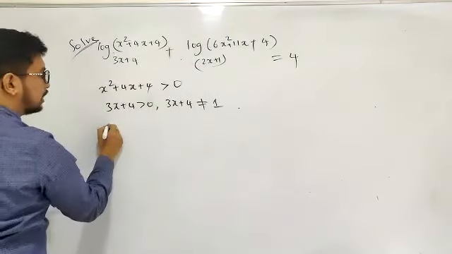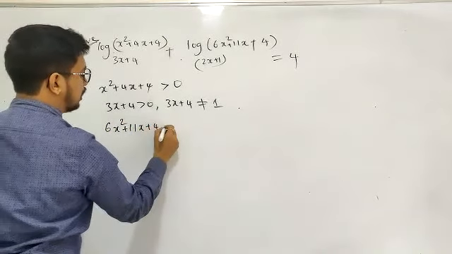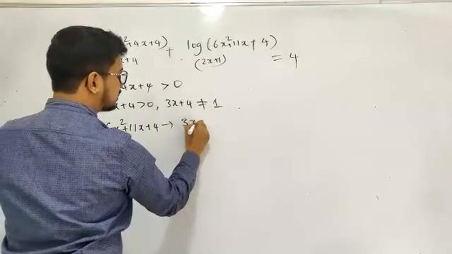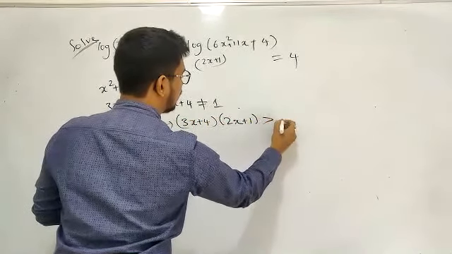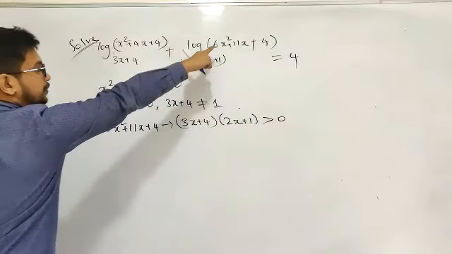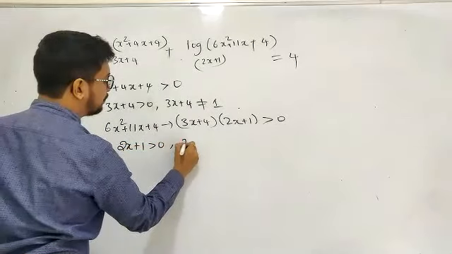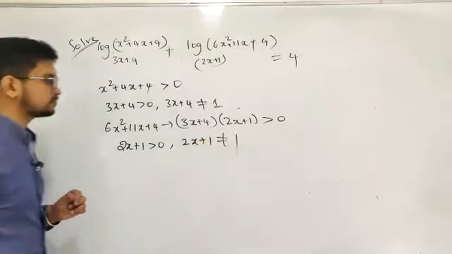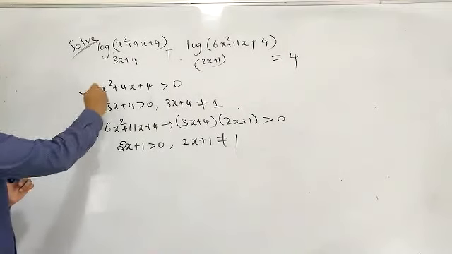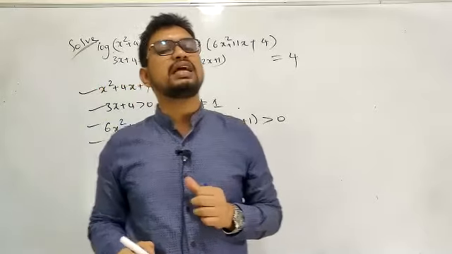And what about that part? It is 6x square plus 11x plus 4, which is nothing but (3x plus 4)(2x plus 1). This must be greater than 0, since the argument must be greater than 0. And the base must be greater than 0 and not equal to 1, so 2x plus 1 is not equal to 1. So solve these four conditions. If I solve all four, you will get the domain of that function.